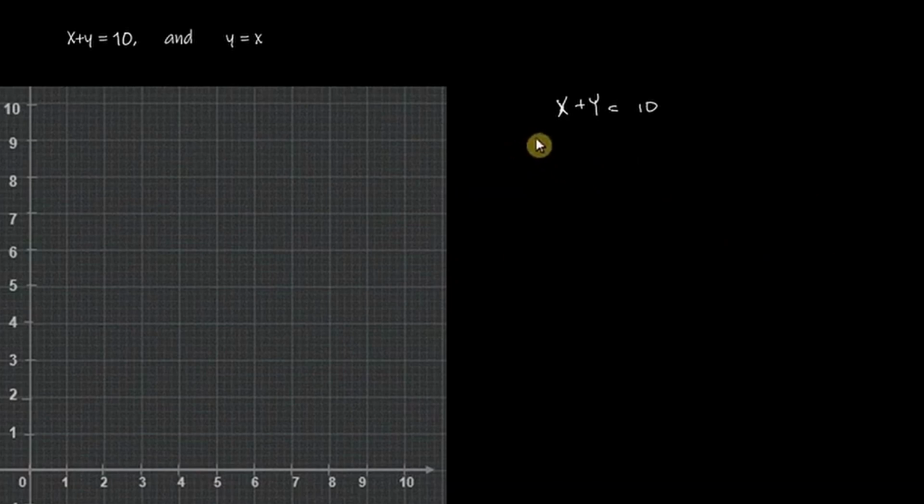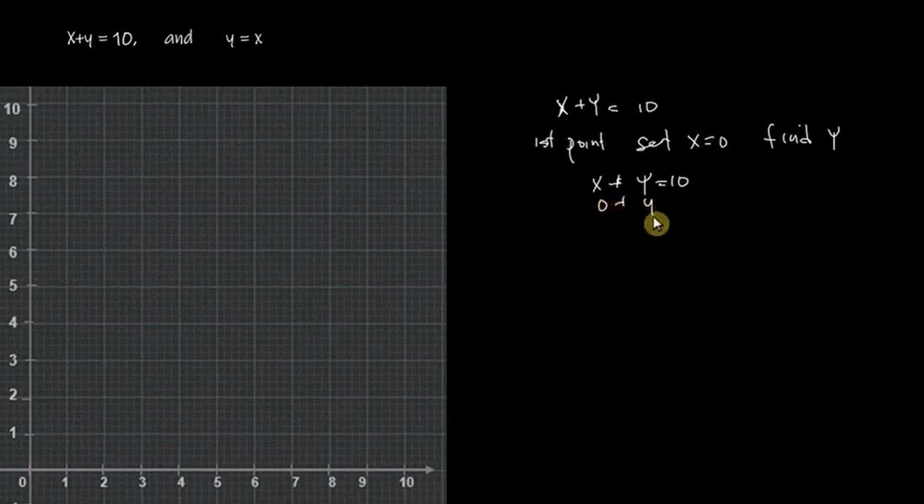So for the first point, we're going to set x to 0 and we're going to find y. Therefore, if x plus y is equal to 10, we set x to 0, so we have 0 plus y is equal to 10, or y would be equal to 10 at that moment. So the first point is x equals 0, and y is equal to 10. That's point 1. And we could immediately put that on our graph. X is equal to 0, y is equal to 10. So this is our first point.